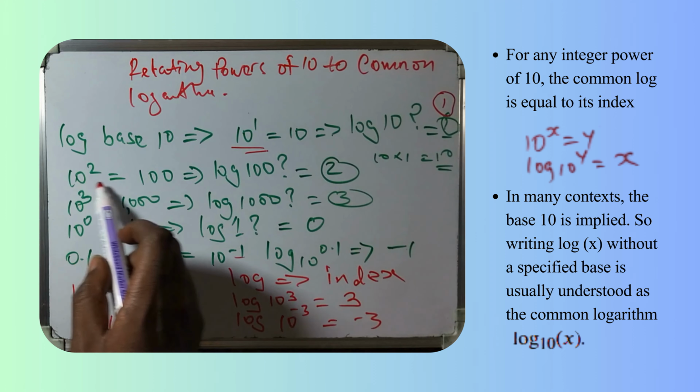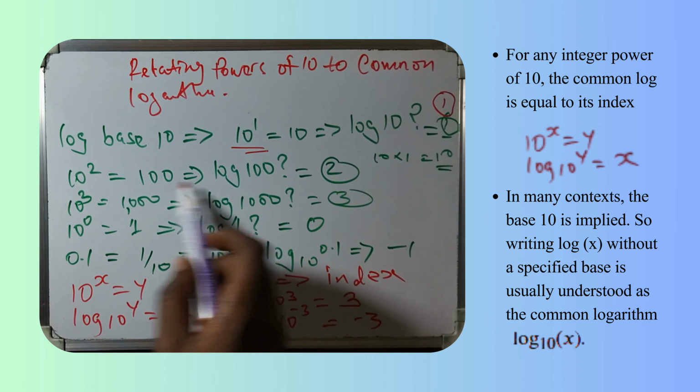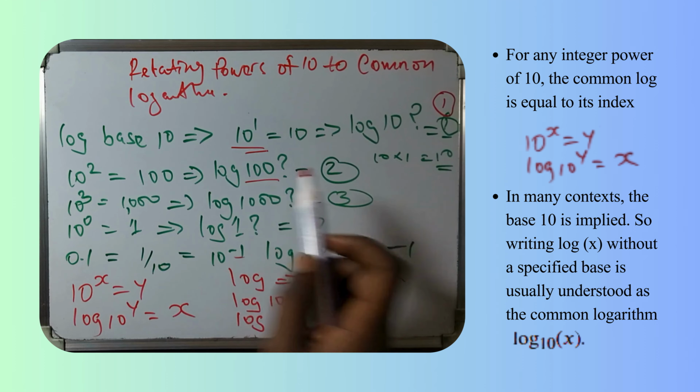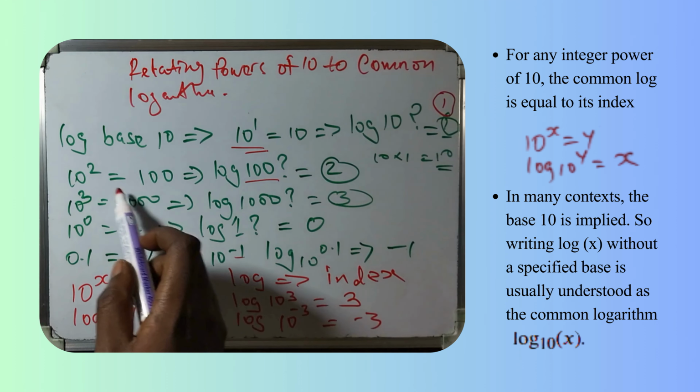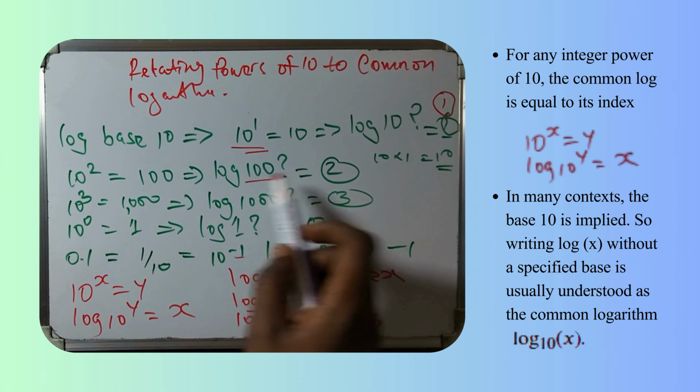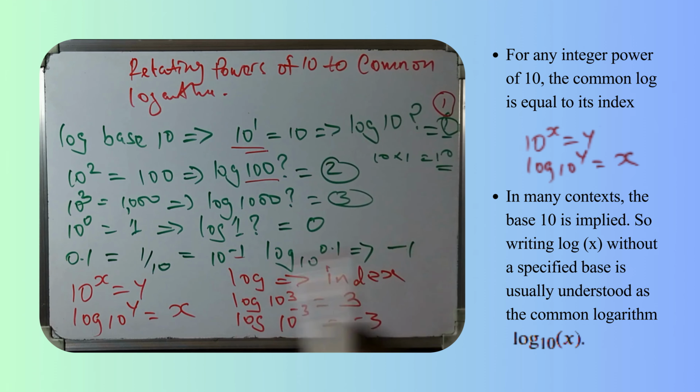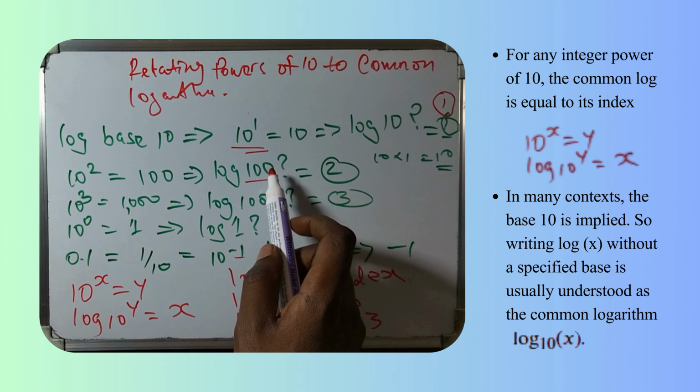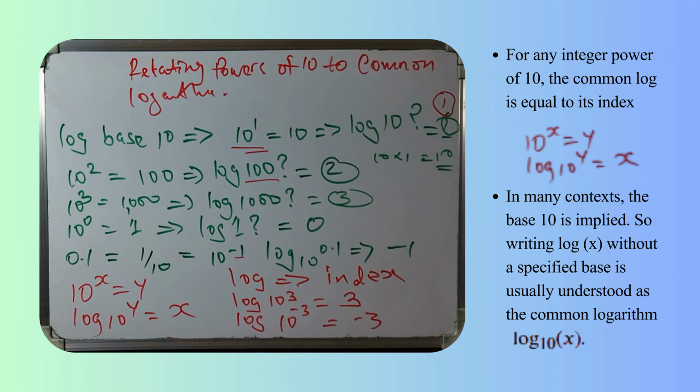Like here, 10 squared. How many times do I have to multiply 10 to get 100? And then you get 2. But if you don't like maths, you can just count the zeros, 1, 2, and then write 2. You can just count the zeros if you don't like maths.